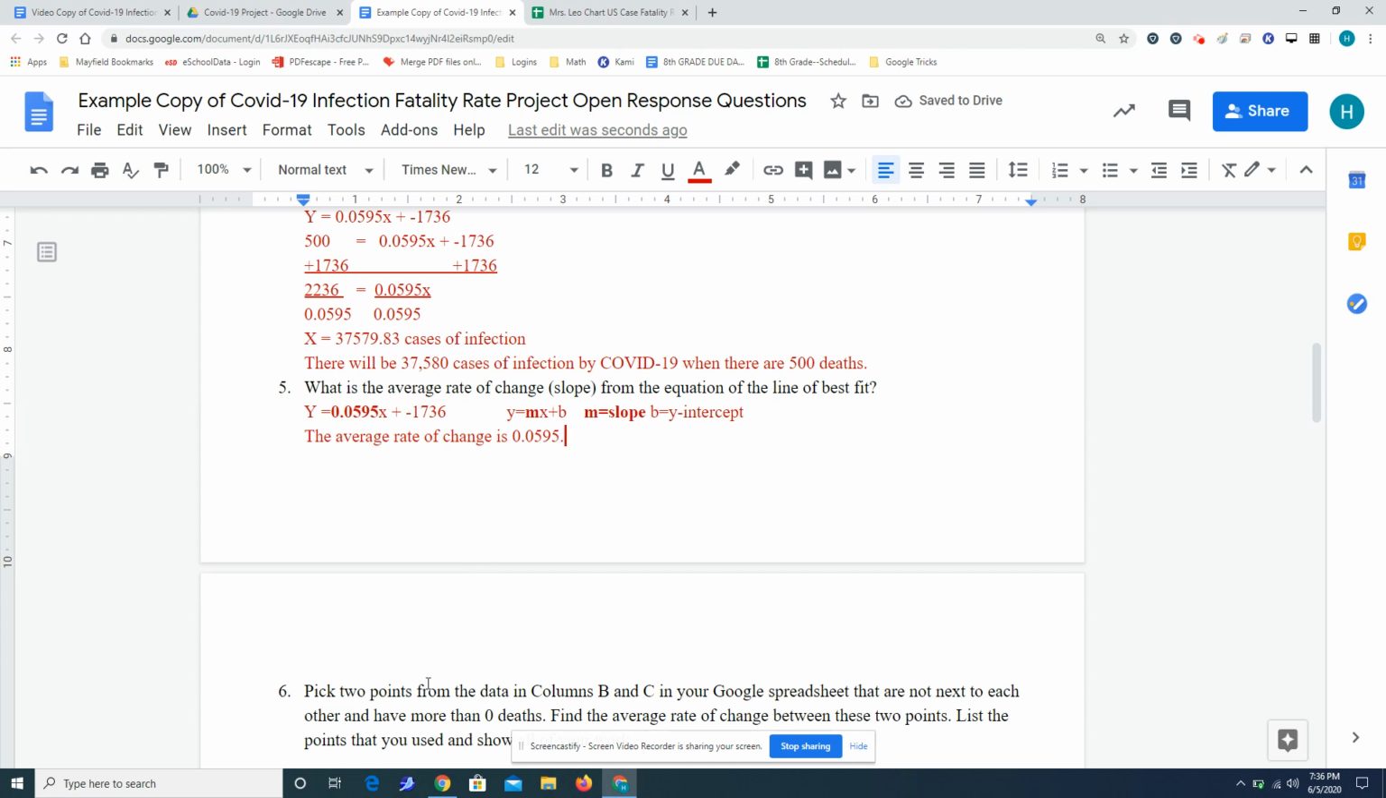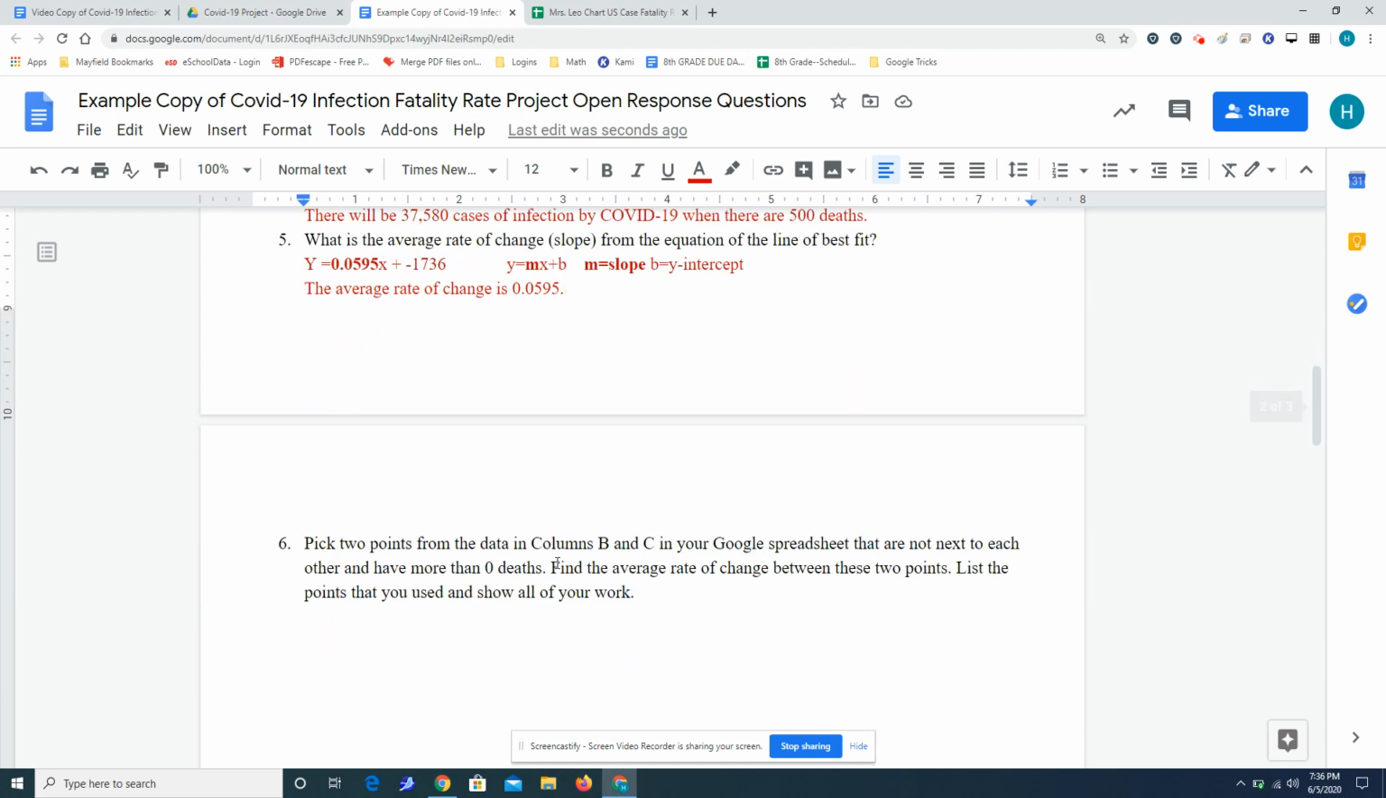Now the next thing we're going to do is we are going to find the slope using 2 points. So you're going to pick 2 points from your data, from your spreadsheet in columns B and C, and you don't want them to be next to each other. And you cannot pick 0 because we have too many zeros in our table. So you have to pick something that has a death of 1 or greater. So we're going to pick the points, and then we're going to find the average rate of change between those 2 points. Okay, list the points that you used and show your work.